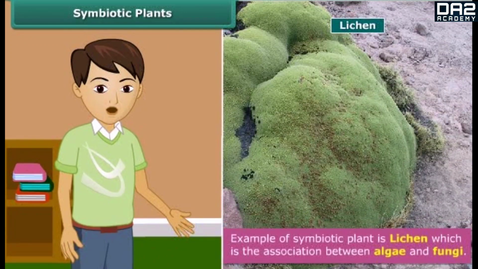Lichen is a good example of symbiotic relationship. Lichen is the association between algae and fungi. In this kind of relationship, algae provide food to fungi, and fungi provide protection, absorbed water and minerals to algae.